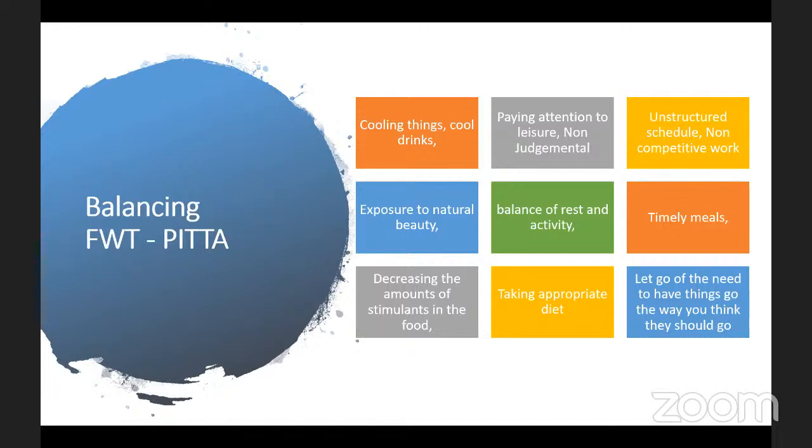Paying attention to leisure, becoming non-judgmental, living in an unstructured schedule. See, when Pitta people go on a holiday, even if you force them to go, they'll check into the hotel, then they'll ask for the brochures of that particular city, and then they make a map of all the important things they have to see. Then they calculate the time they have.